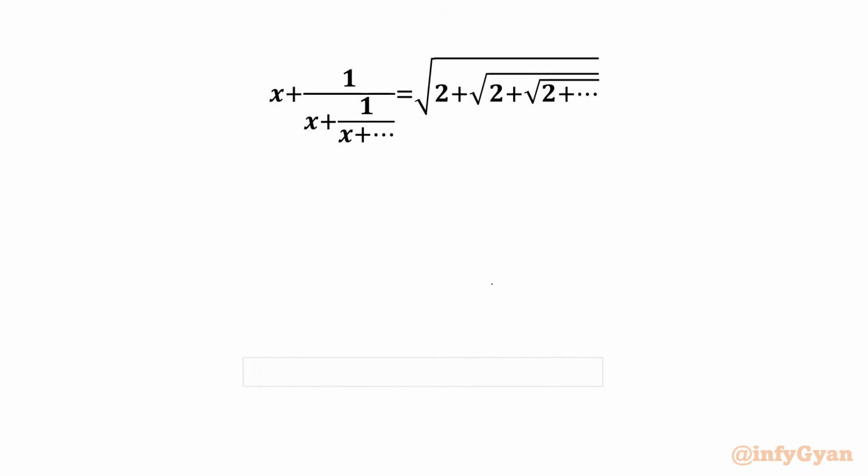In today's video, we have one nested radical in RHS and continued fraction in LHS. How we will solve such kind of equations? Let's understand in this video.